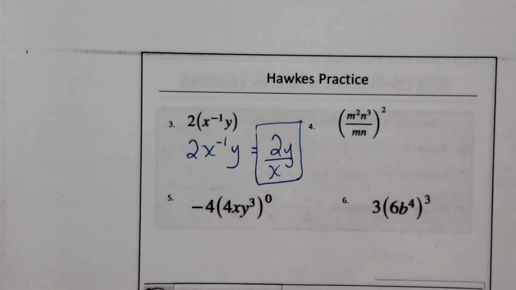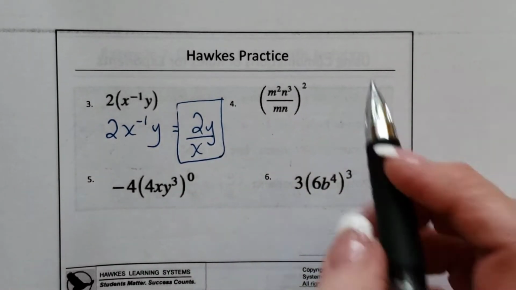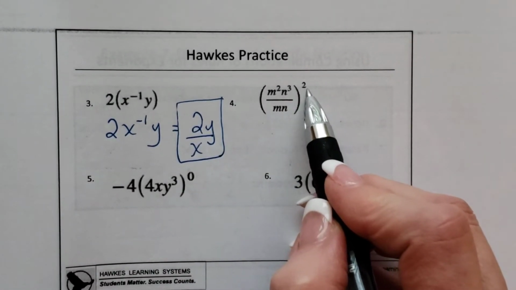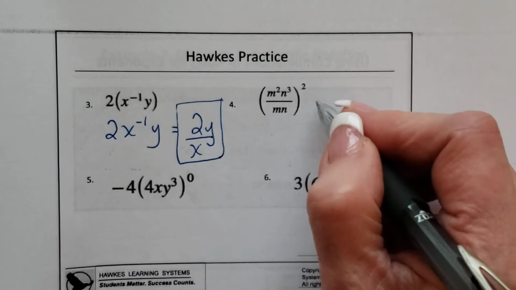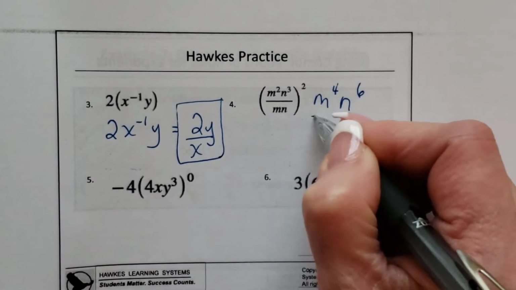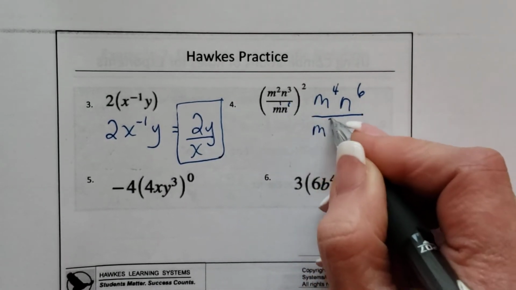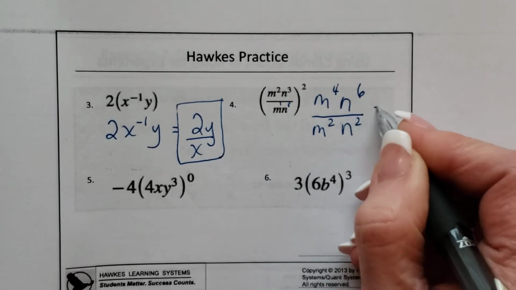All right, so number 4, I'm going to distribute every exponent and that 2 right there. So I'm going to multiply 2 times 2, so I get m to the 4th, n to the 6th over, these both have 1s, so m squared n squared.